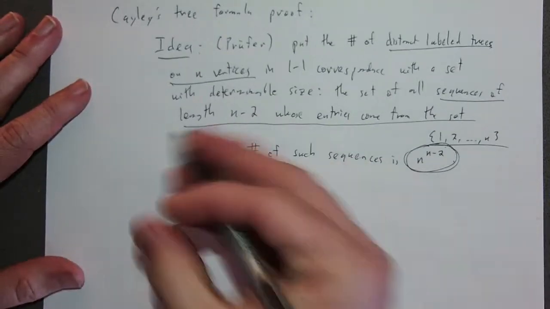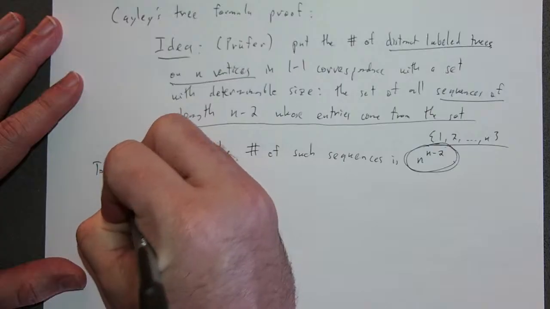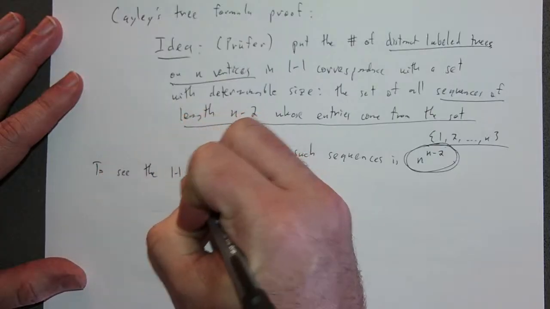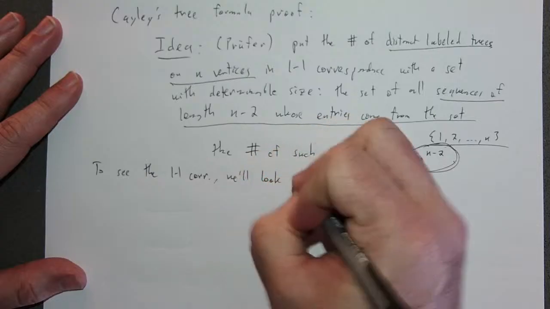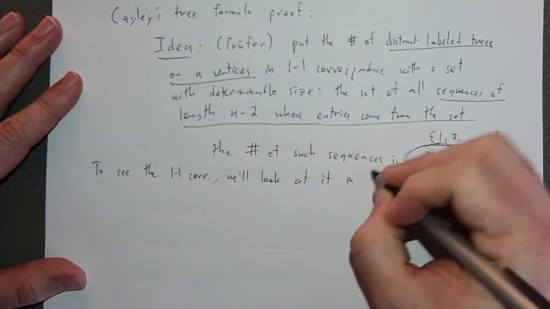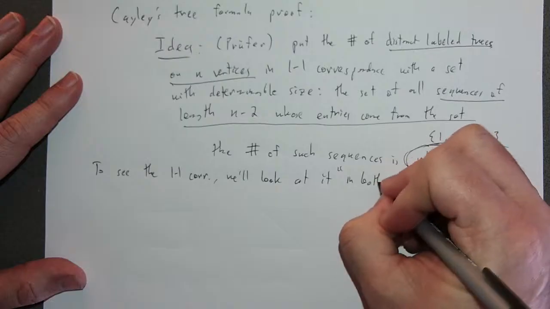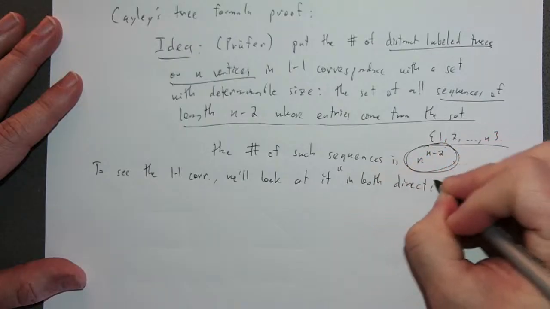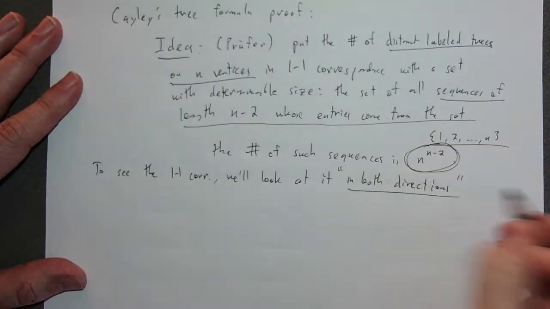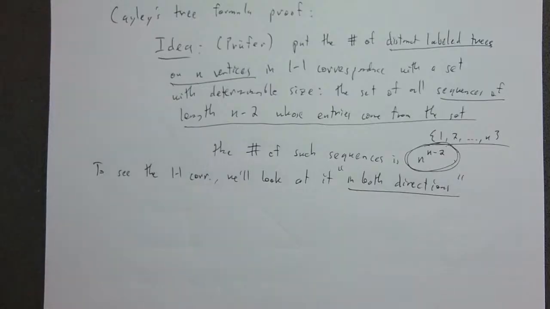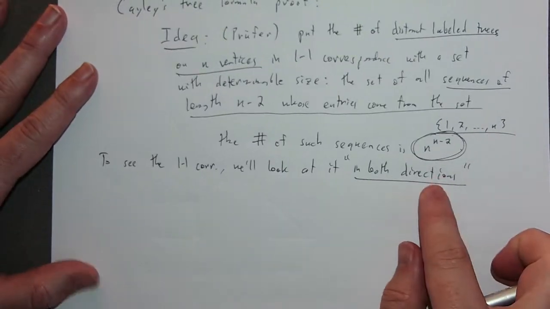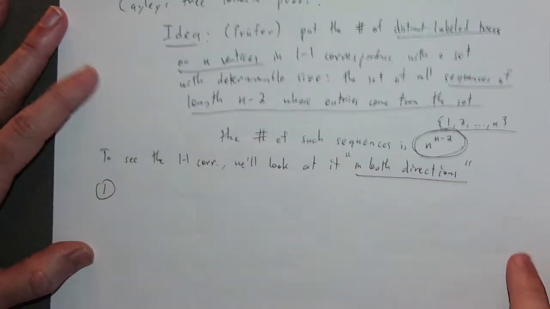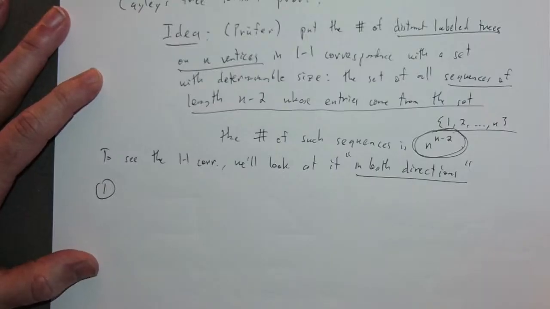So to see the one-to-one correspondence, we'll look at it in both directions. I'll put both directions in quotes, because what does this mean? Both directions here refers to assigning a sequence to a labeled tree and assigning a labeled tree to a sequence. So these are the two directions. So first thing, assigning a sequence to a labeled tree.